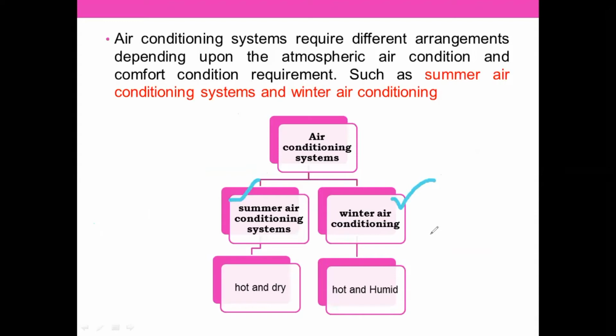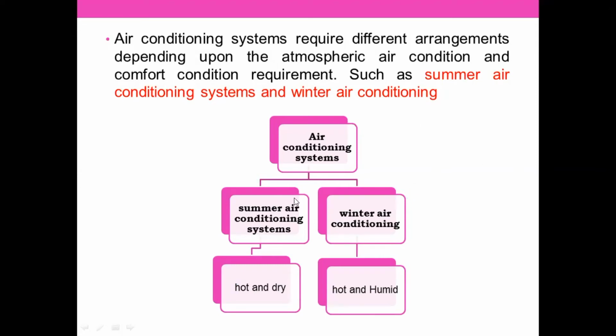The summer air conditioning system is needed for a place which has hot and dry conditions. So hot and dry condition means we have to use the summer air conditioning system. If it is hot and humid, we have to use the winter air conditioning system. So this is a basic type. Okay. We can classify the air conditioning system based on the requirement as well as based on the loads. We will see another classification in the next lecture, but this is the basic classification: the summer air conditioning system and the winter air conditioning system.